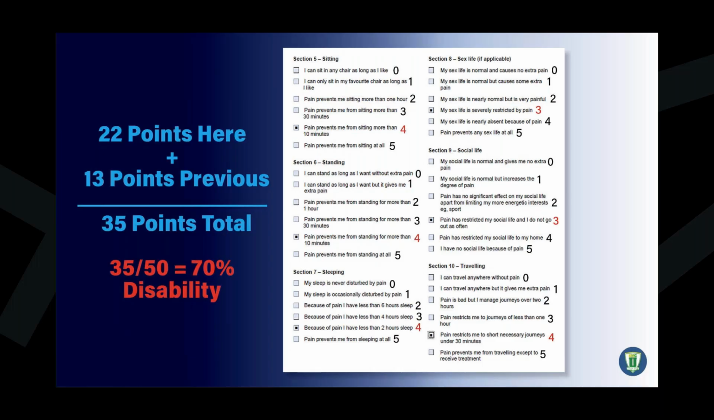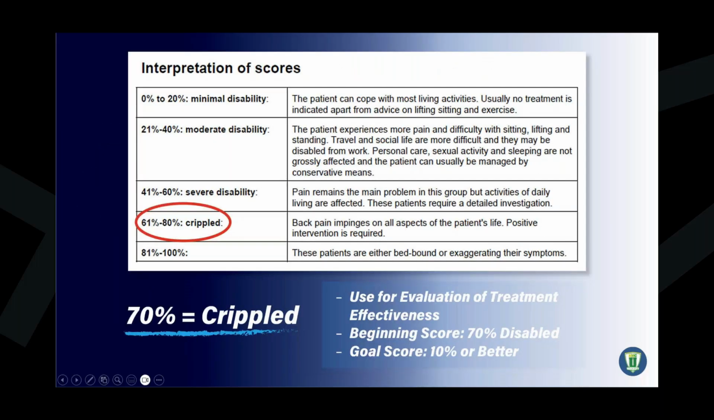Then I want you to just notice the ones that have 4s in red, because these are generally the things that are the worst and that might mean the most to the patient when you're writing your goals. You can talk a little bit more about that as we go. So we have 35 points, essentially 35 out of 50, which leads to this 70% disability, which in this particular tool shows that this is kind of where they are.